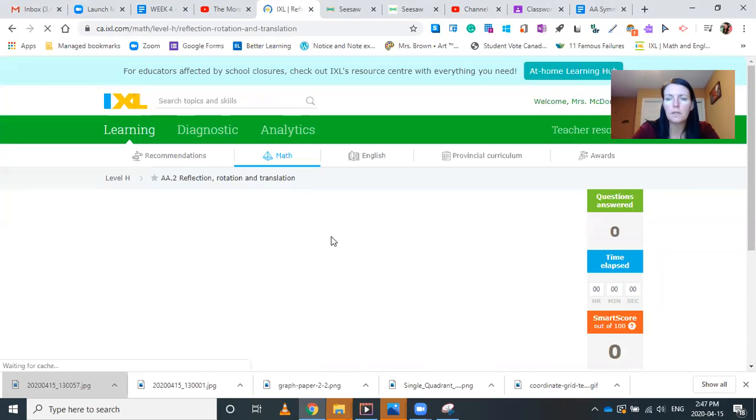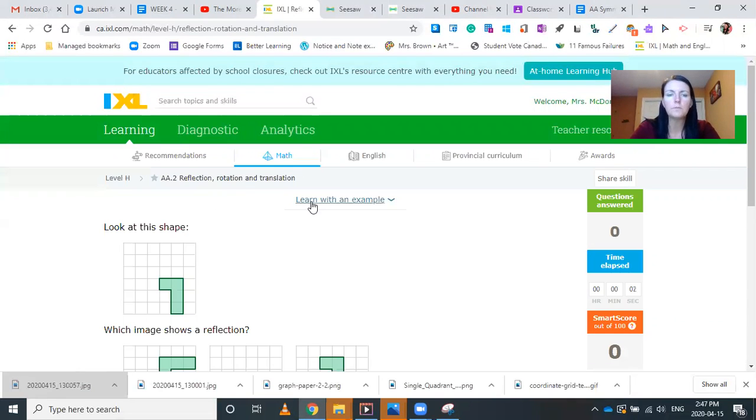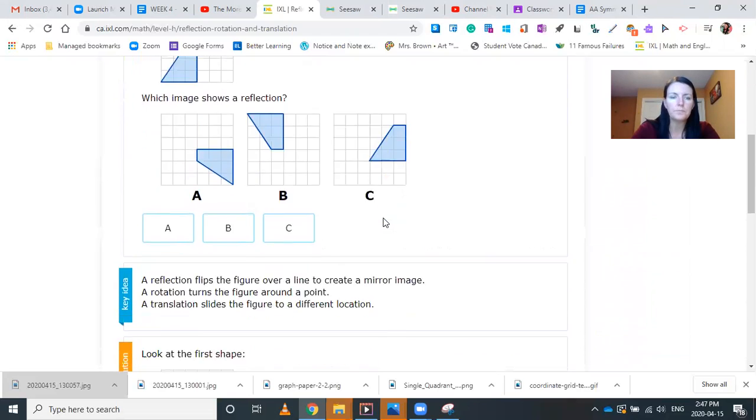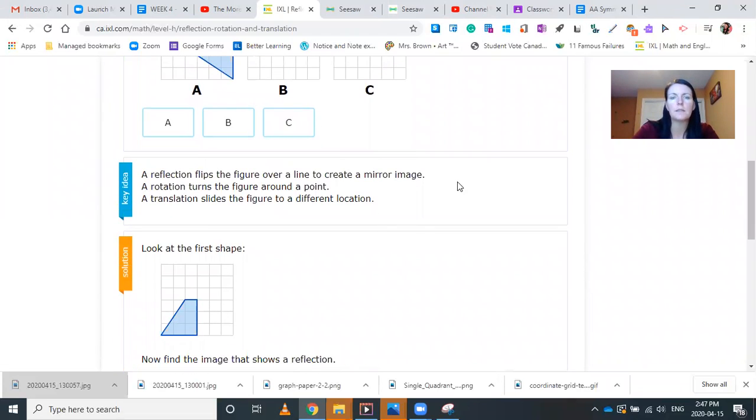Right, so we want to learn a little bit about reflection, rotation, and translation. These three words you need to know. If I look at the example, these are the definitions that you need to know. They are in your notes.